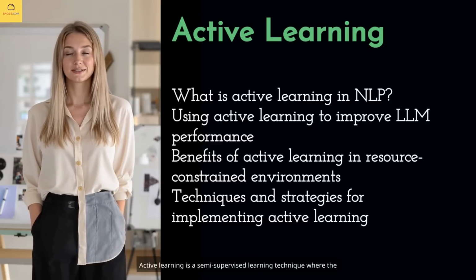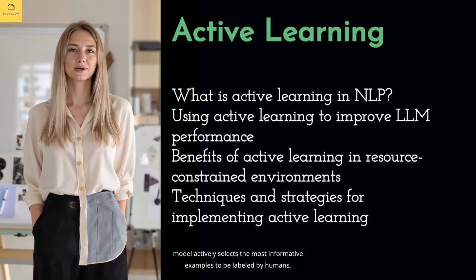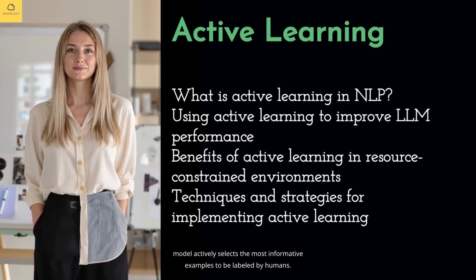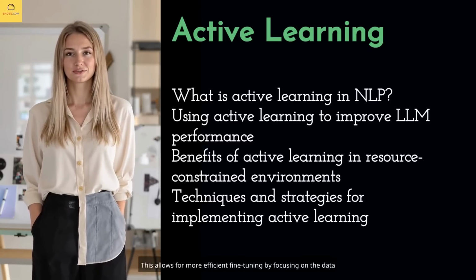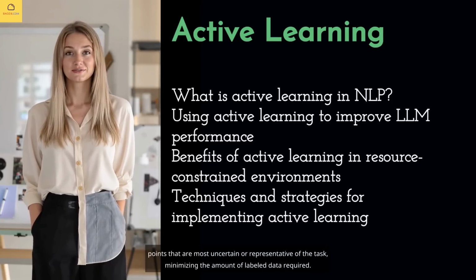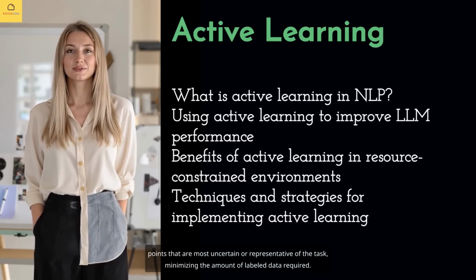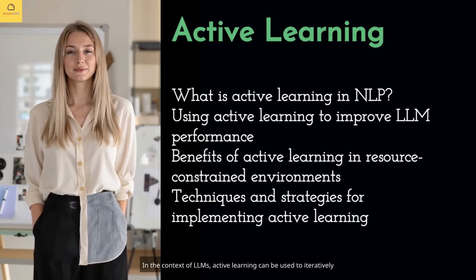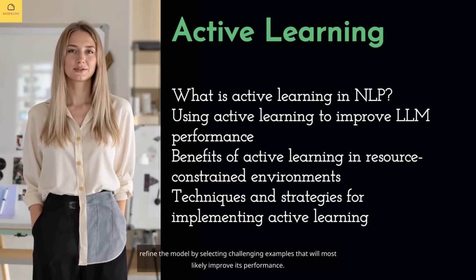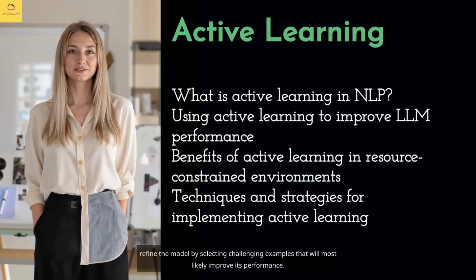Active learning is a semi-supervised learning technique where the model actively selects the most informative examples to be labeled by humans. This allows for more efficient fine-tuning by focusing on the data points that are most uncertain or representative of the task, minimizing the amount of labeled data required. In the context of LLMs, active learning can be used to iteratively refine the model by selecting challenging examples that will most likely improve its performance.